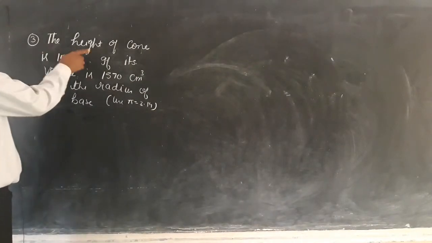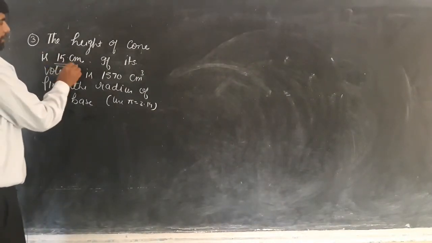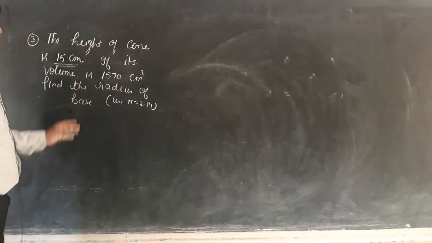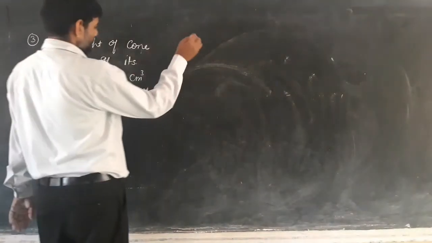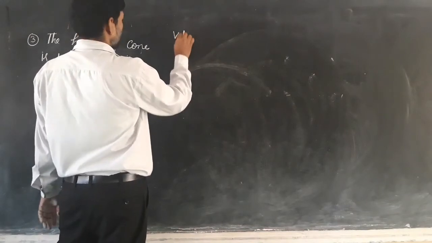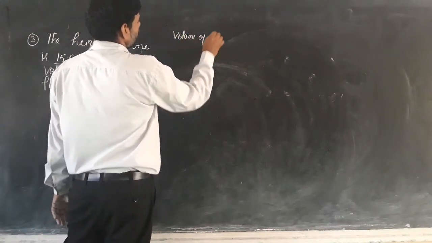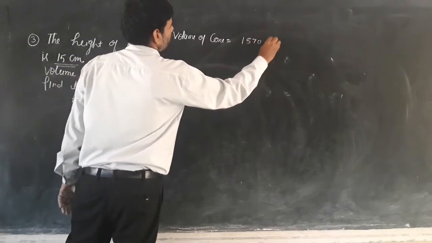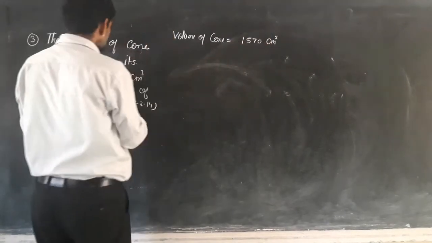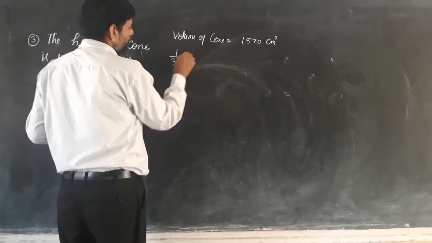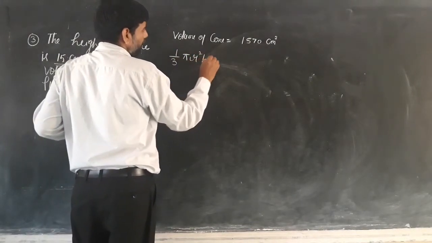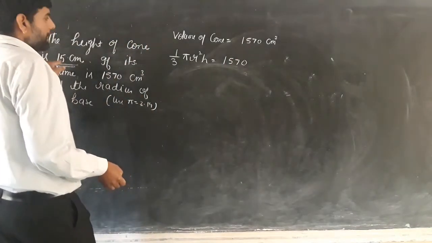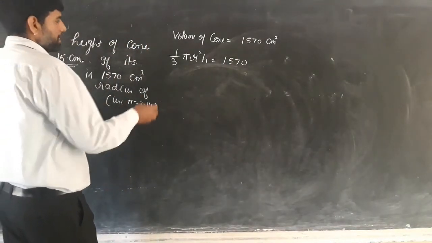Third question: the height of the cone is 15 centimeter. If the volume is equal to 1570 centimeter cube, find the radius of the base. That is, the volume of the cone has been given as 1570 centimeter cube. Volume of cone is equal to 1 by 3 pi r square h, is equal to 1570. Height has been given as 15 centimeter.